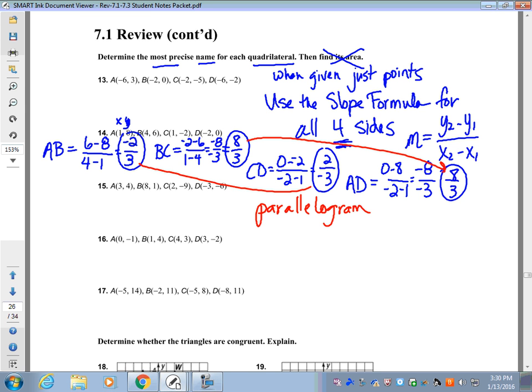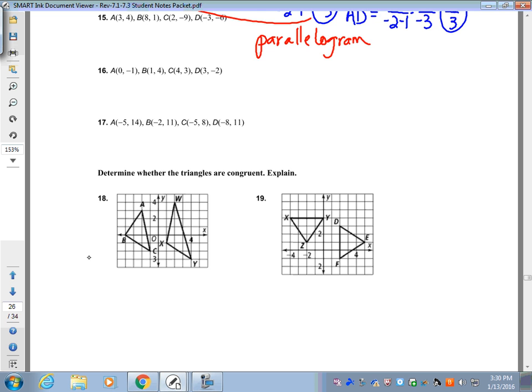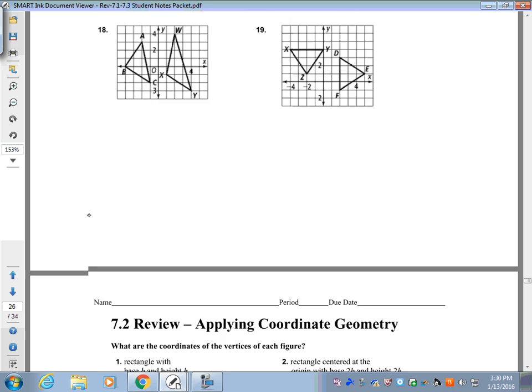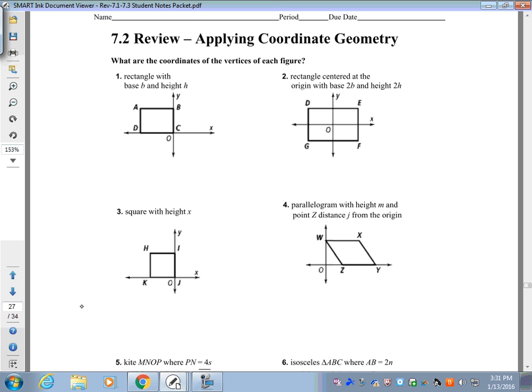All right, so questions on that using the slope formula. You're gonna have 2 questions like that tomorrow. All of the quadrilaterals are just like those up there. All right, now we're going to 7-2. Go to 7-2, go to the next page. The questions you have on 7-2 on your test tomorrow require you to come up with the ordered pair.